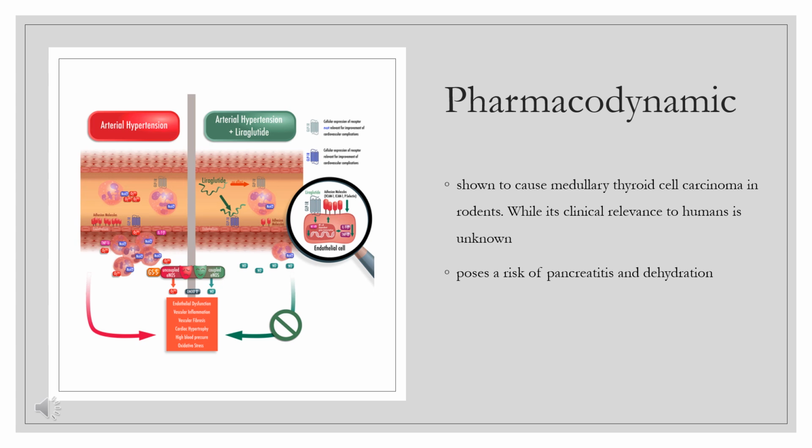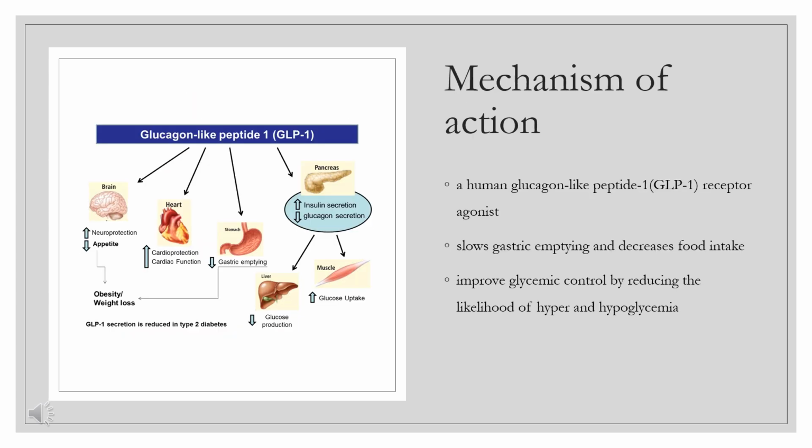Mechanism of action. Mechanism of glycemic control. GLP-1 is a physiological hormone that promotes glycemic control via several different mechanisms, including insulin secretion, slowing gastric emptying, and reducing postprandial glucagon secretion.